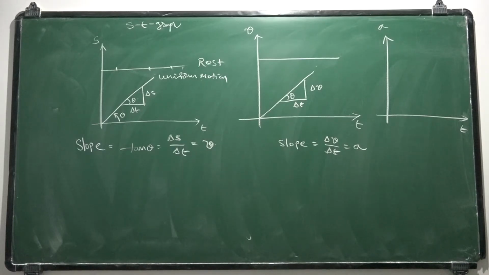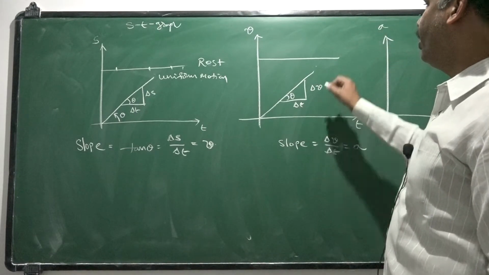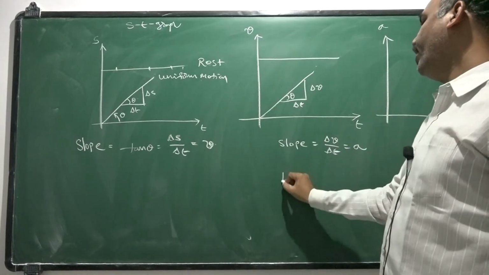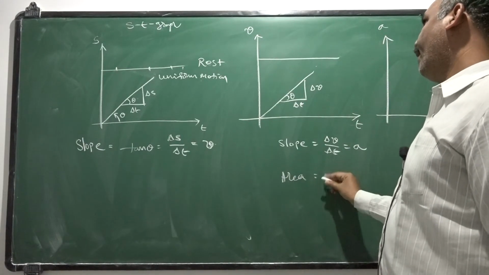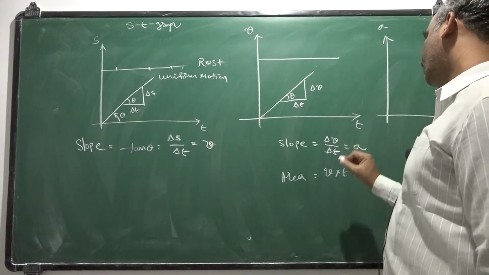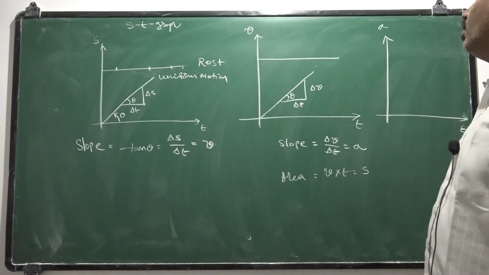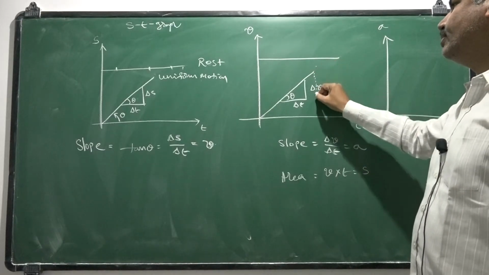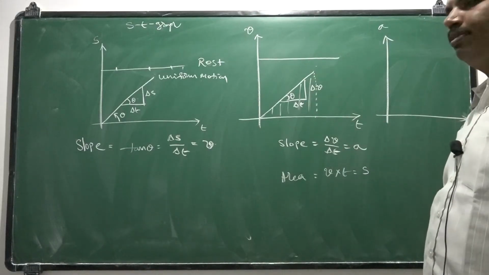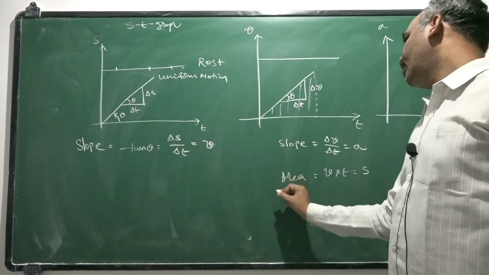Similarly, if we find the area under this velocity time graph, length into breadth means velocity into time. So area gives velocity into time, nothing but displacement. So area under the graph, that means area beneath this velocity time graph with respect to the time axis, indicates displacement of the body during the time interval. Area indicates displacement.